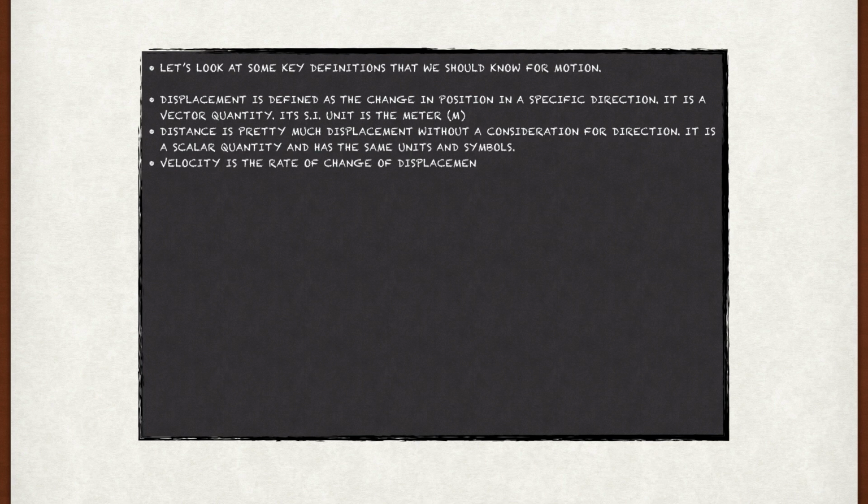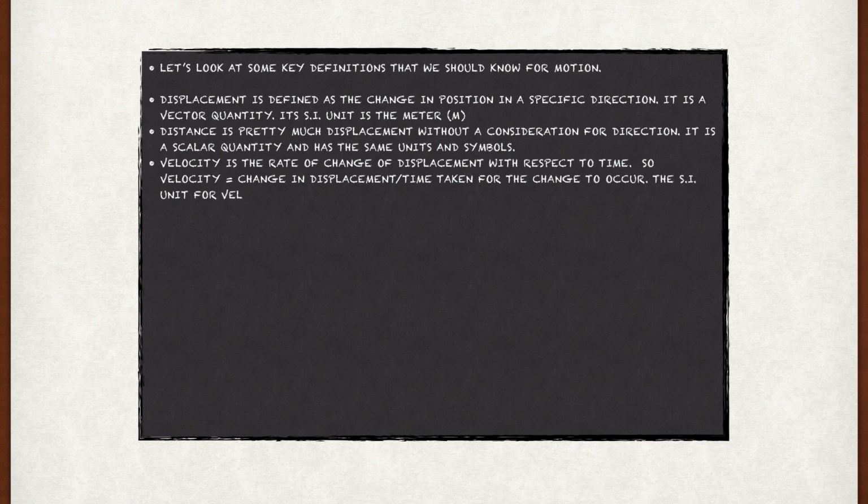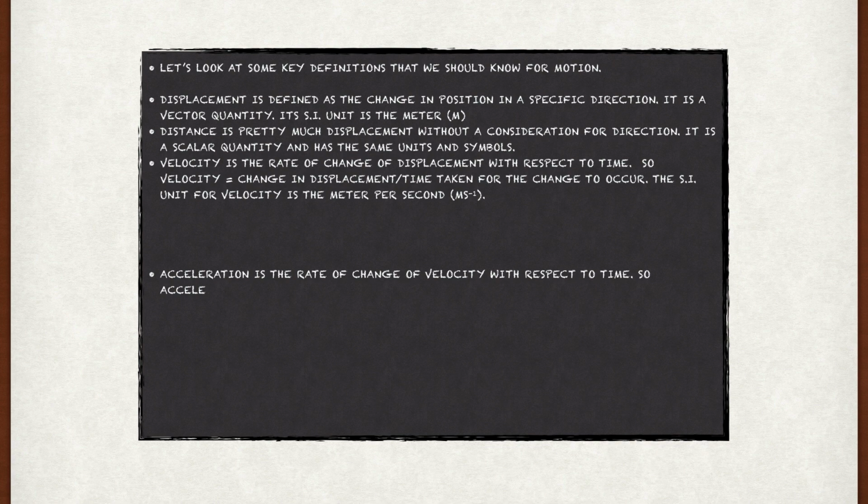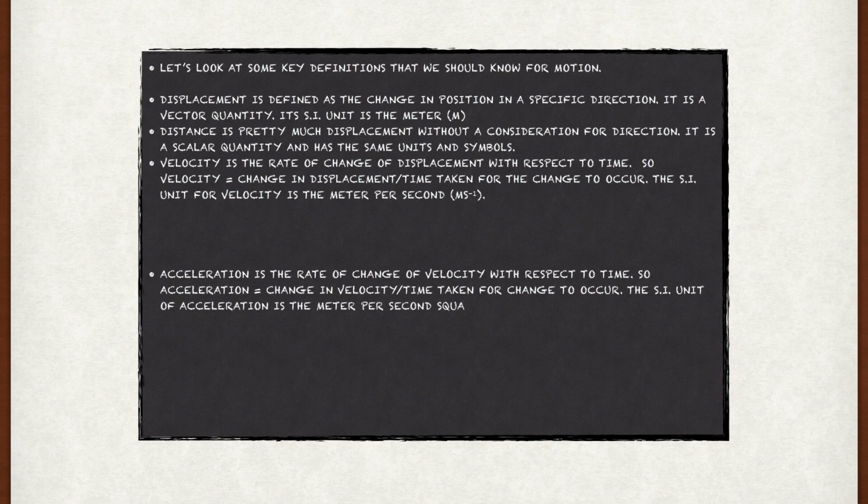Velocity now is the rate of change of displacement with respect to time. So velocity is equal to change in displacement divided by the time taken for the change to occur. The SI unit for velocity is the meter per second, ms minus 1. Now acceleration is another step up. It's the rate of change of velocity with respect to time. So acceleration is the change in velocity divided by the time taken for the change to occur. So the SI unit of acceleration will be the meter per second squared, or ms minus 2.